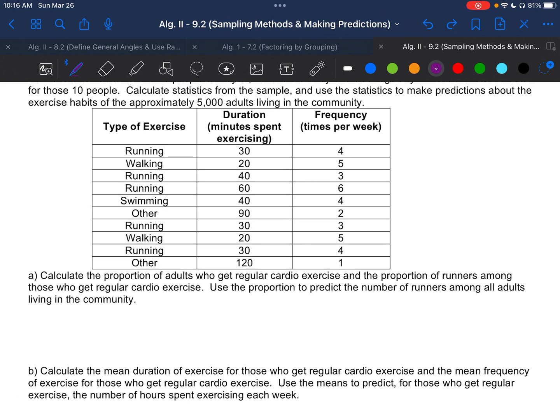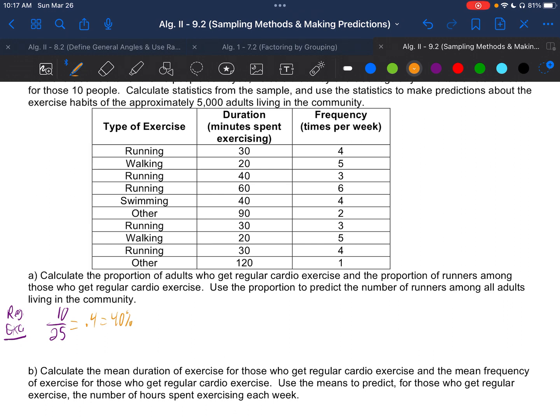So calculate the proportion of adults who get regular cardio exercise and the proportion of runners among those who get regular cardio exercise. Let's pause there before I go to the last part of it. So proportion of adults who get regular cardio exercise. It said 10 people out of those 25 were the ones who said they get regular exercise. So that would mean that 10 out of 25 is 0.4, aka 40% of people, 2 out of every 5 people.